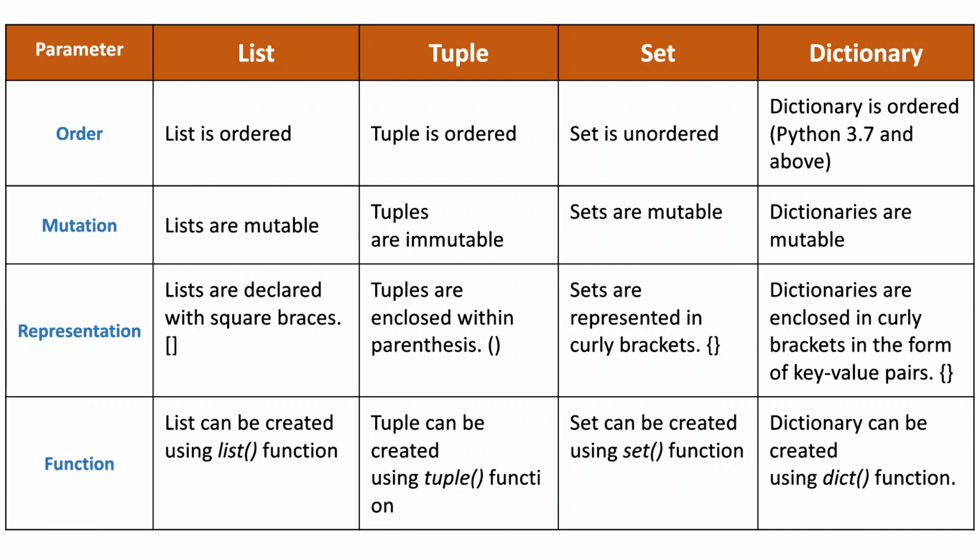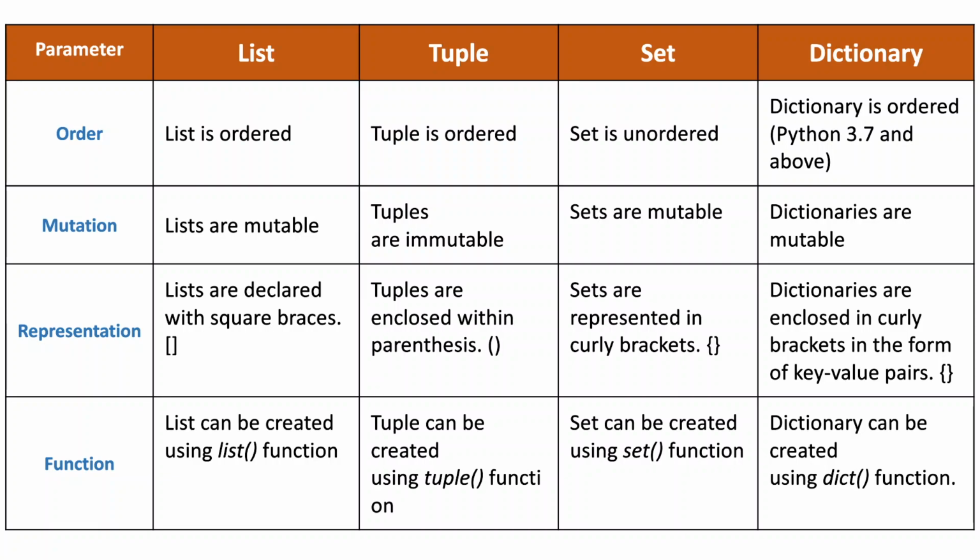All right, first thing is order. List is ordered, tuple is ordered, set is unordered, and dictionary, with the latest Python version, that is Python version 3.7 and above, is ordered. Previously it was unordered. When we say ordered and unordered, do not confuse it with sorted order. Sorted is something very different. When we say ordered, it means once you create the items in a specific order, it will not change.